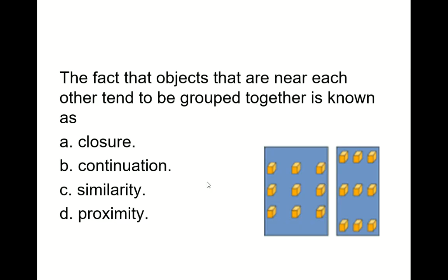All right, do this question. The fact that objects that are near each other tend to be grouped together is known as, the answer is D, proximity. Think, if you speak Spanish, think proximo, okay?